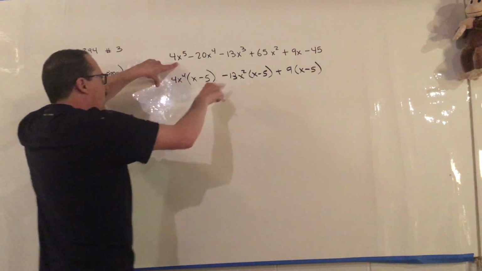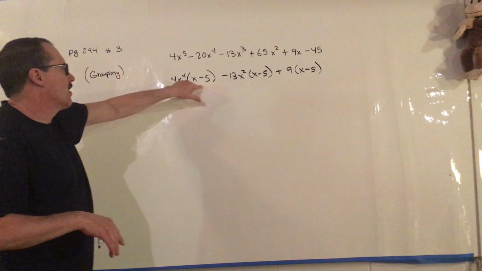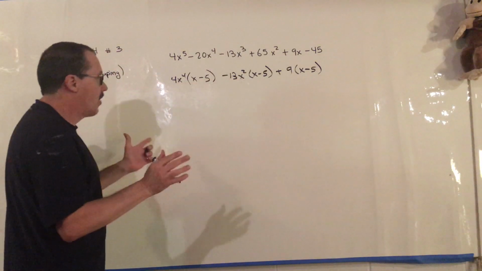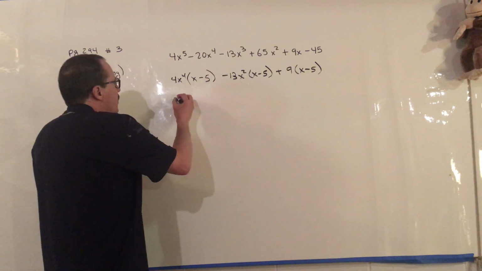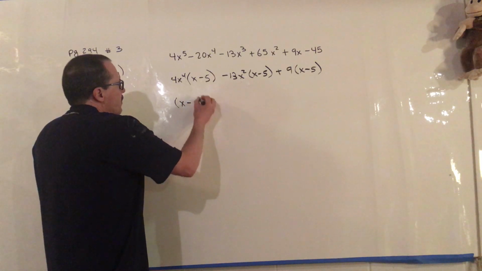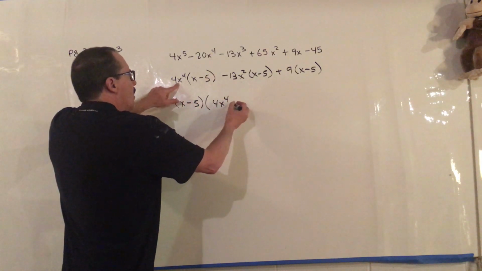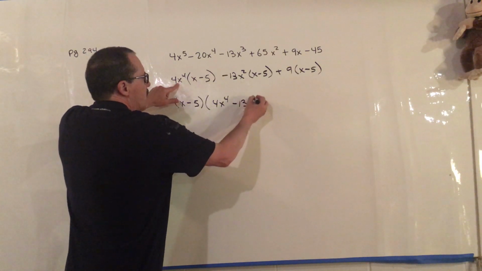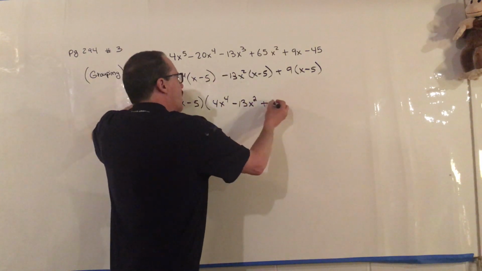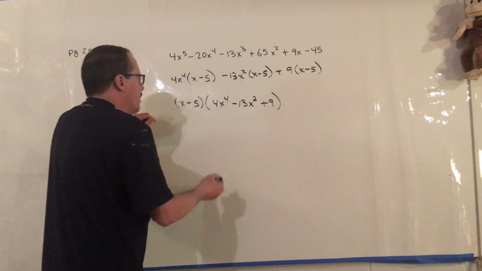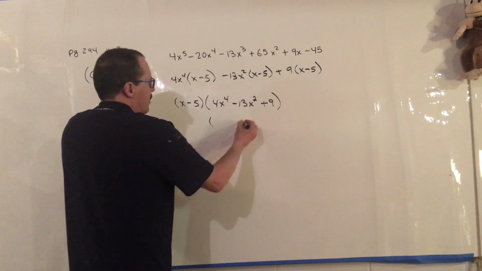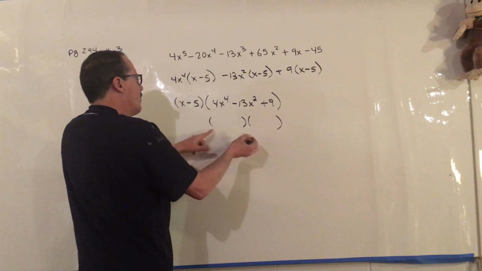So don't forget about your x's. I just forgot that for a second. Do you see that they all have x minus 5, which means I can keep going on this thing. And so I have x minus 5 times what's left over, which is 4x to the 4th minus 13x squared plus 9. Okay, so now this I have to try to factor into 2 binomials.